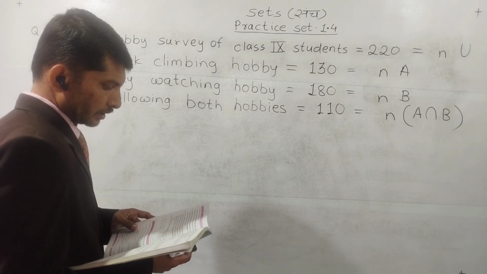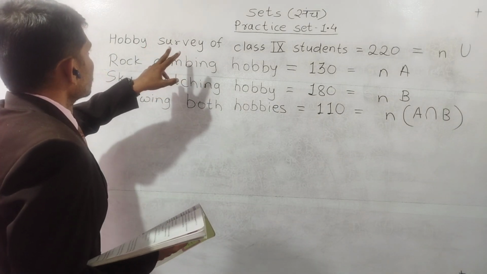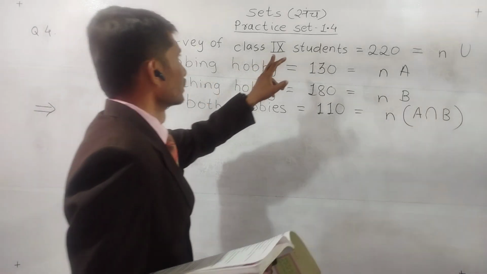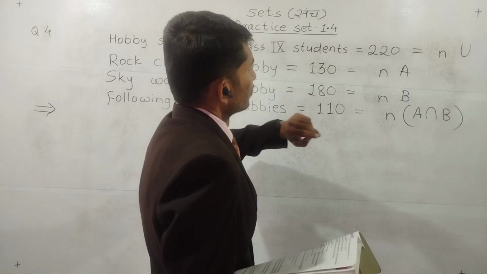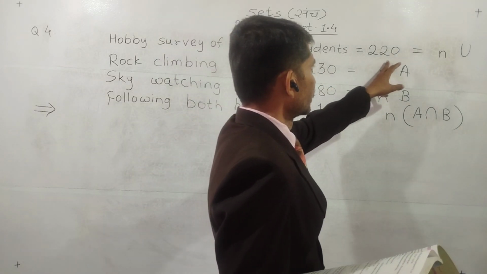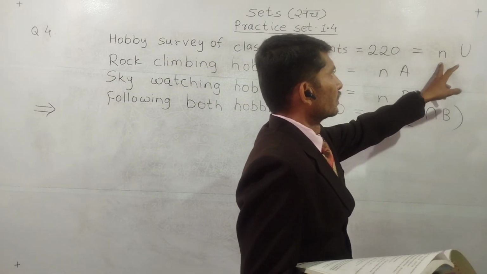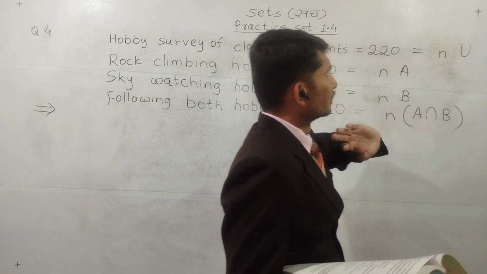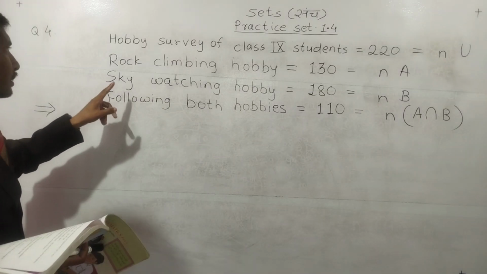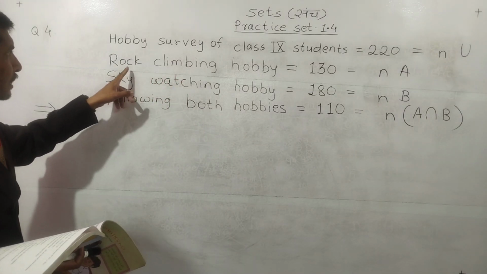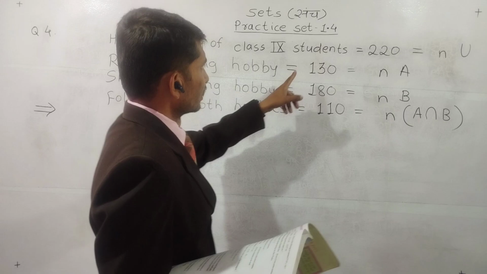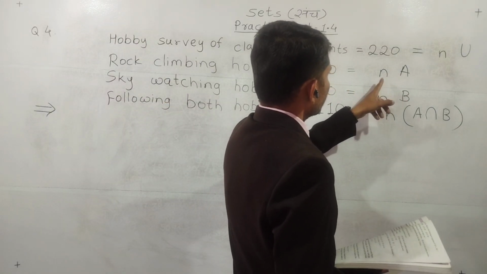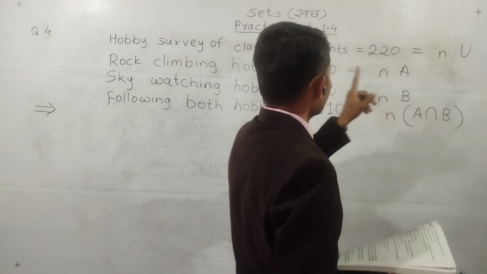We will write this question in short. There is a survey regarding hobbies of ninth class students. The number of students is 220, which is our universal set. The 220 number is the number of elements in the universal set. Okay. Now, rock climbing hobby. The students having rock climbing hobby, the 130 students, are called set A. The number of elements present in set A is equal to 130.